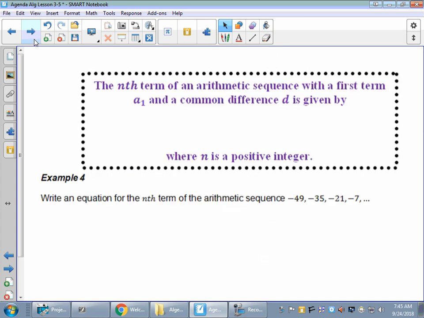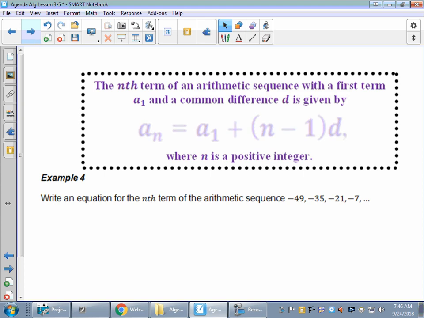Okay? But I want to do some work here with this equation. So this one, let's first focus on the box. This is important. The nth term of an arithmetic sequence with a first term A1 and a common difference D is given by this equation. And n has to be a positive integer here. So this equation is going to look funky. We're just going to kind of work with it. It's got a lot of different terminology in it, but I think you'll get the picture of it. It's not too bad if you break it down piece by piece.